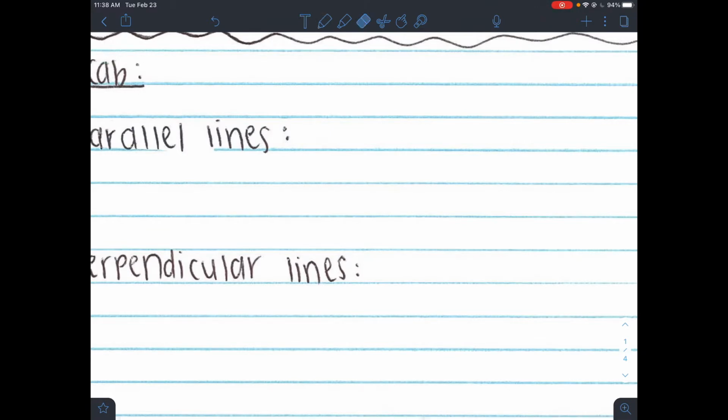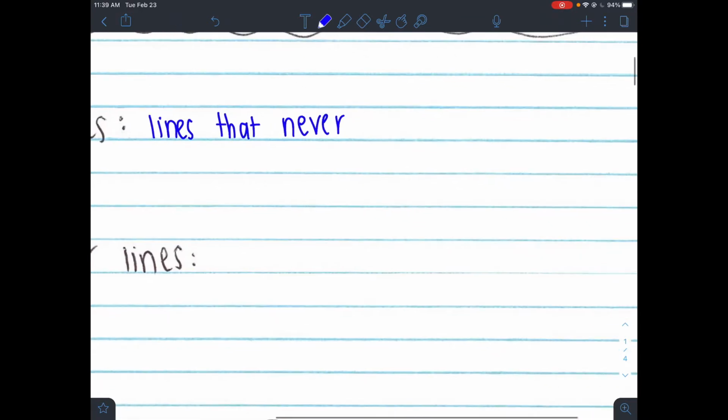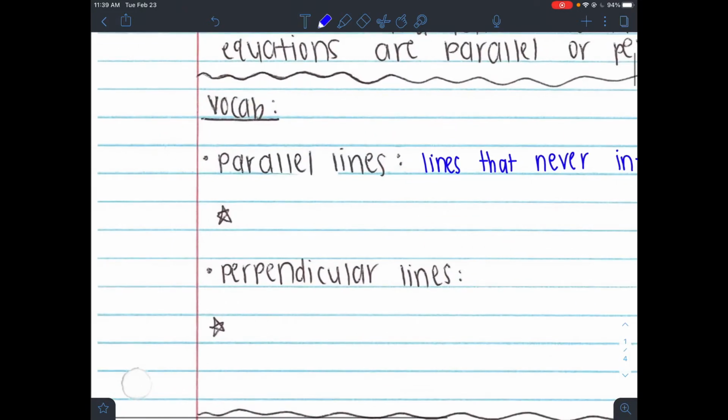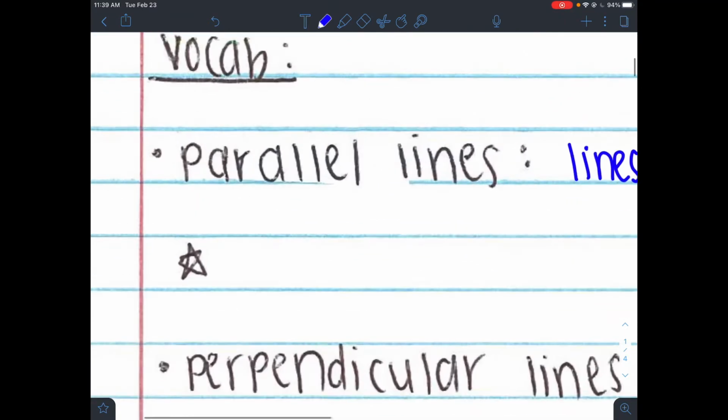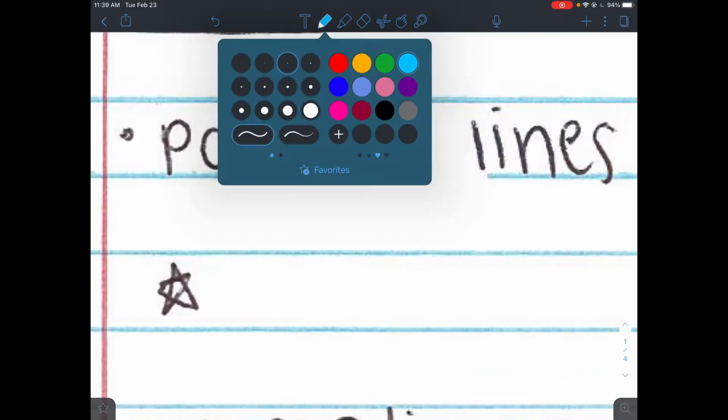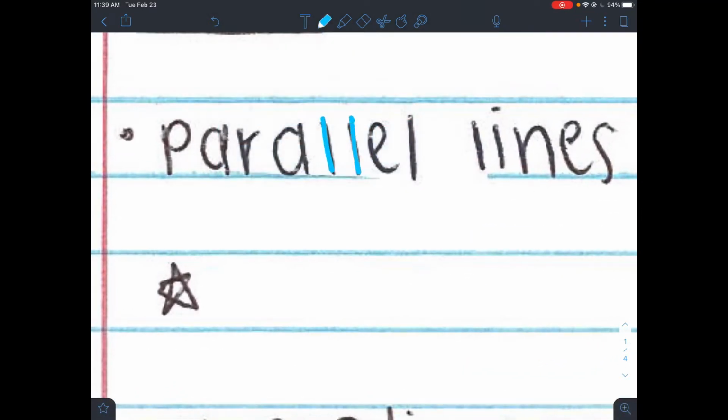Technically, you could have more than two, so I'm going to just put lines. Lines that never intersect, or in other words, they'll never cross each other. So they'll never intersect or cross. Now, the way that I learn parallel lines is the fact that two lines never cross, and it's because there's two L's in parallel. These two right here remind me of parallel lines. They're never going to cross each other, those two L's.